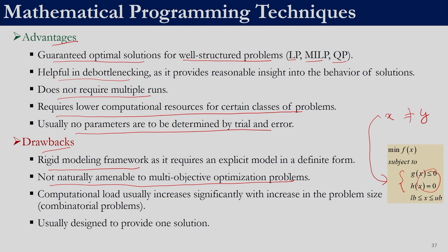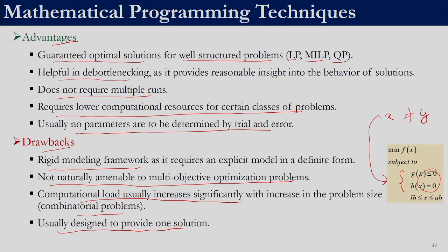And if it is a combinatorial problem, as in if we have a lot of integer variables, as the size of the problem increases, the computational time increases exponentially. So it can become computationally intensive, particularly for combinatorial problems. Usually these techniques are designed to provide one solution. Some of these drawbacks have been overcome in the software. But in general, these are the drawbacks of mathematical programming techniques.